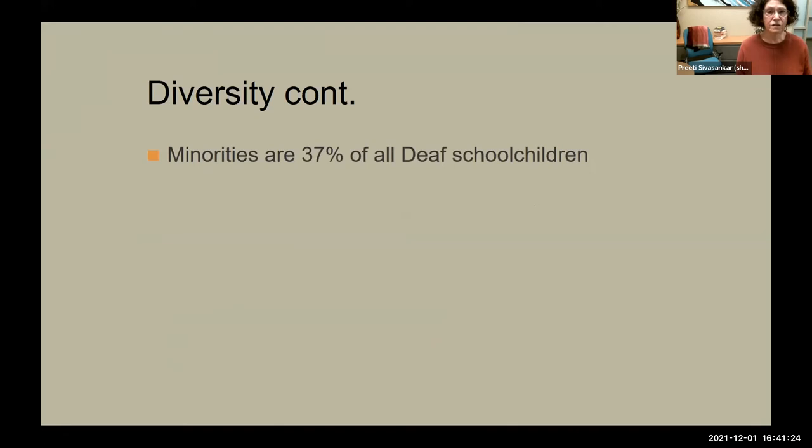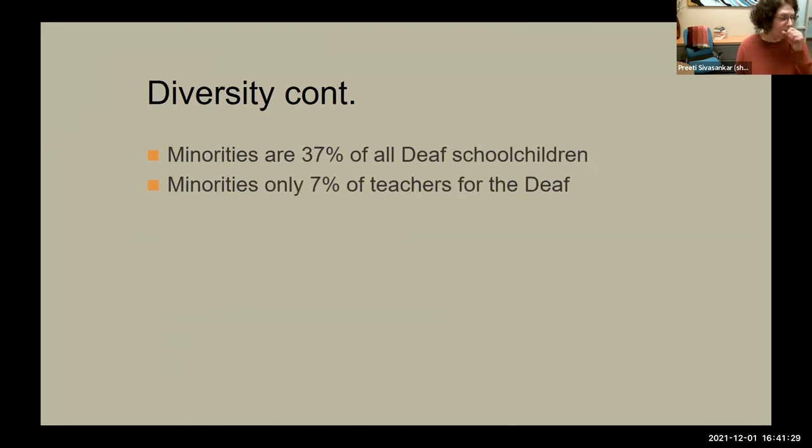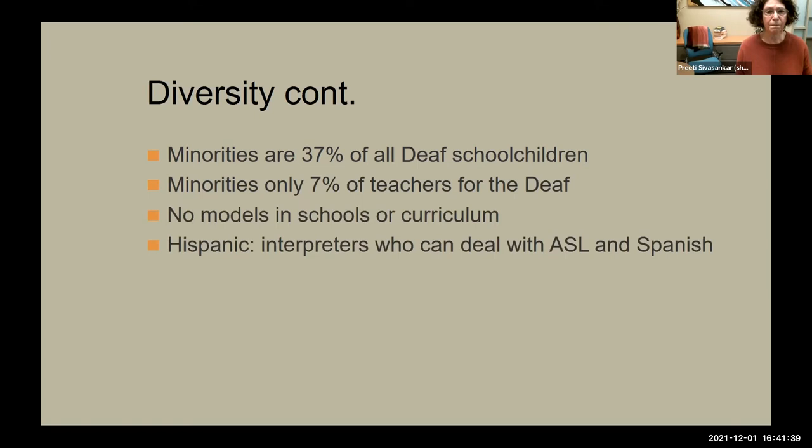Minorities are 37% of all deaf school children. Excuse me, but only 7% of teachers of the deaf. So the young children don't have models in the schools or the curriculum. On top of that, for the Hispanic children, you often need interpreters who can deal with ASL and Spanish and English. Since 1992, there's been a National Hispanic Council of the Deaf.